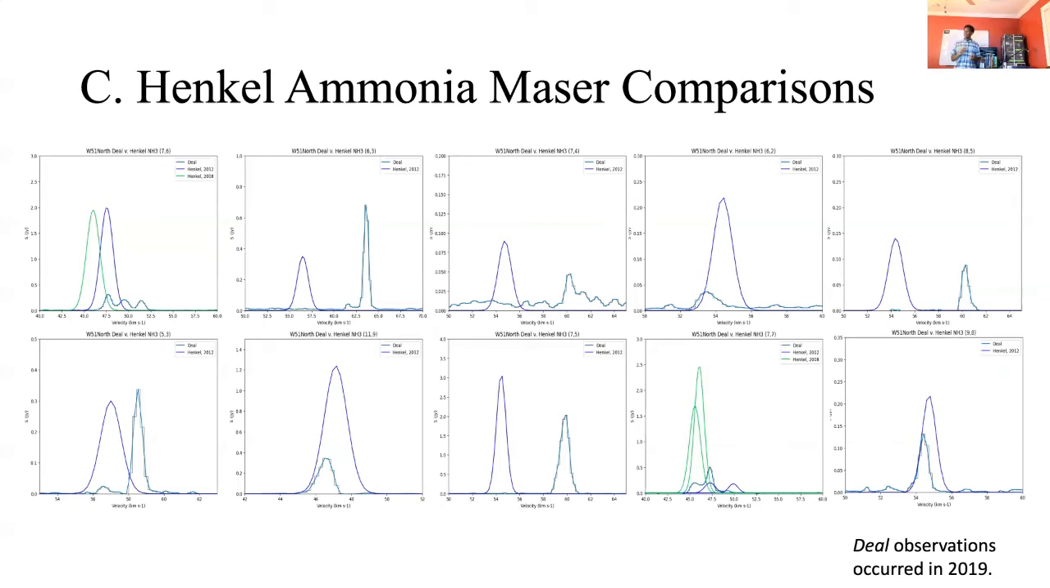And for each transition, you can see that there's a noticeable shift in velocity, or VLSR, the local standard of rest. And what this tells us is that over time, the masers have moved. There's motion within each maser. So that's really important to note. And there's also a noticeable difference in the brightnesses for each maser transition.